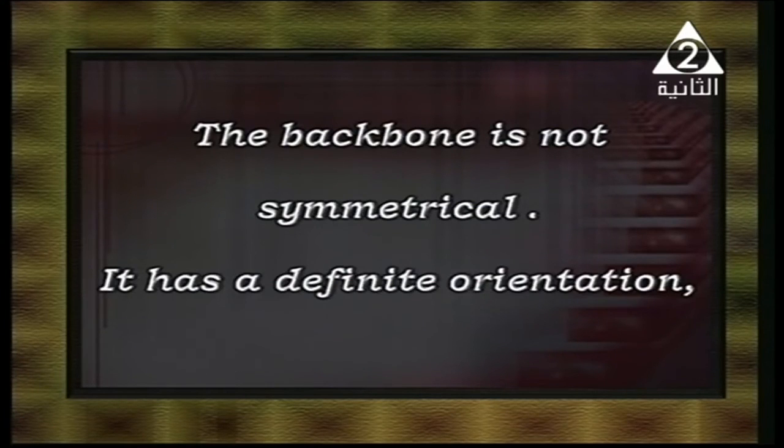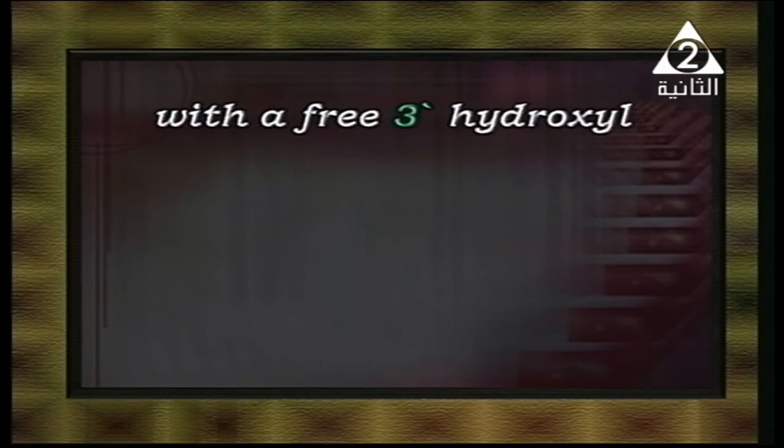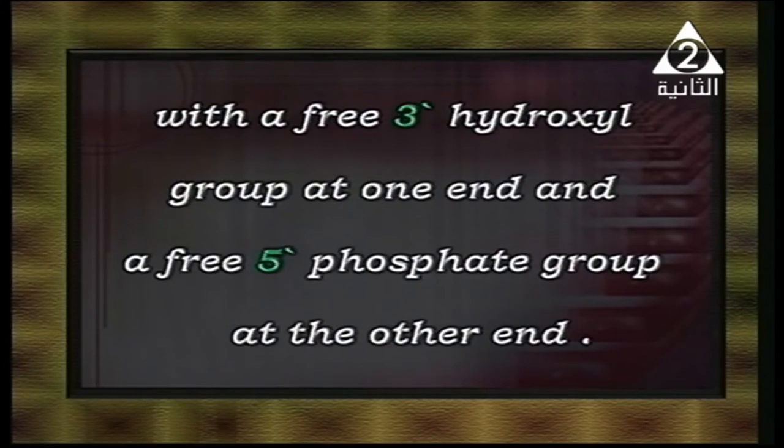The backbone, okay, isn't symmetrical. I mean, it doesn't necessarily have symmetry in it. It has a definite orientation. So it has what? A definite orientation. Well, the 3 prime, the dash here, means prime. Okay, we pronounce it prime, not dash. Don't say dash, but say prime. A 3 prime hydroxyl group at one end, and a 5 prime phosphate group at the other end. Okay, so they alternate with each other.